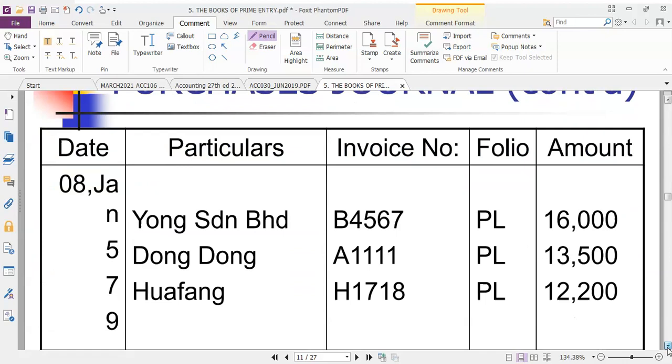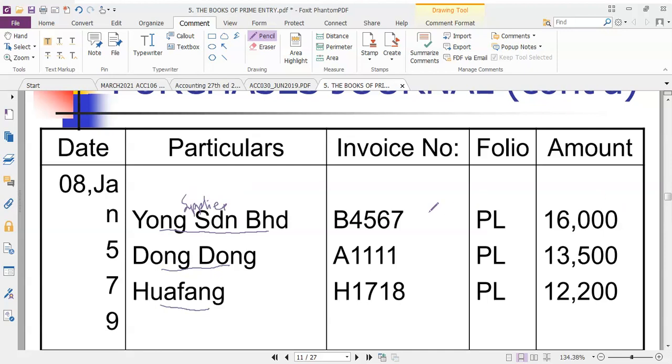Okay, macam mana bentuk purchase journal? Okay, sama juga. Kena ada date and then particulars. Okay, particulars ni basically kita akan letak nama business. Okay, Yong, Dong, Hua, Fang. Okay, ni semua adalah name of the supplier yang kita berhutang tu lah. Okay, owner berhutang kepada dia.